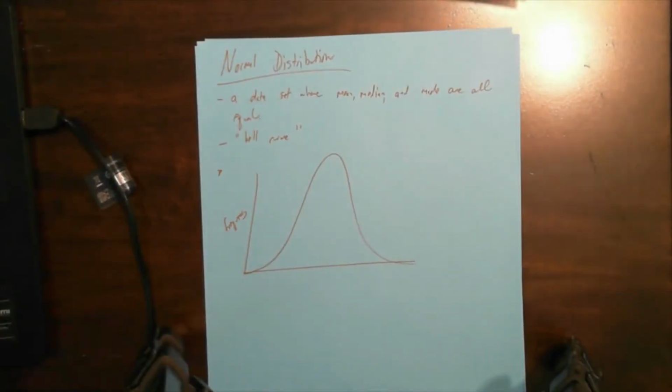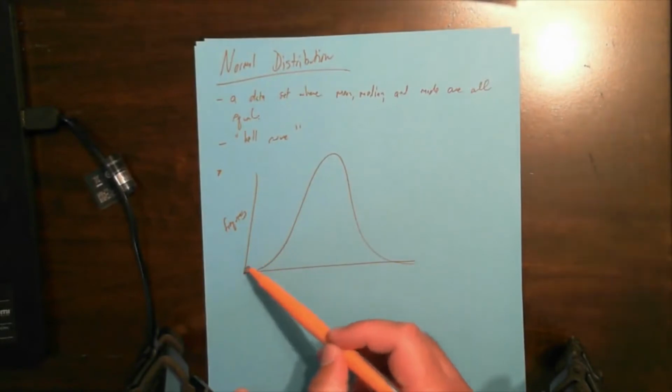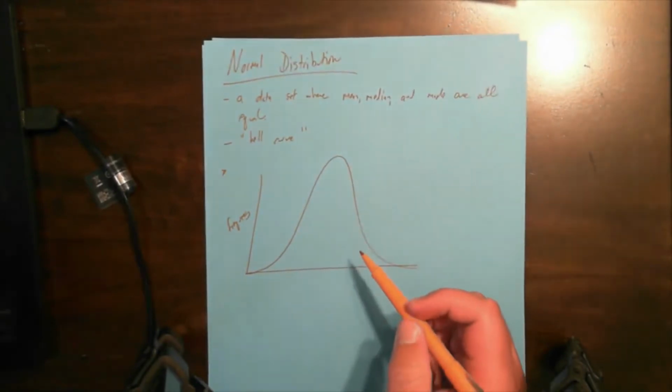Okay, so here we are talking about normal distribution. A normal distribution is just a special kind of way to distribute the values in a data set. It's actually pretty common, it shows up a lot. It's a data set where the mean, median, and mode are all the exact same, and it typically takes the shape of a bell curve. You might have heard of that phrase before. When you draw your frequency diagram, it takes the shape of a bell.